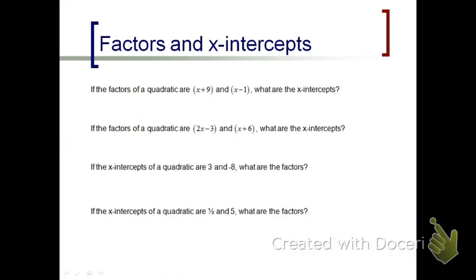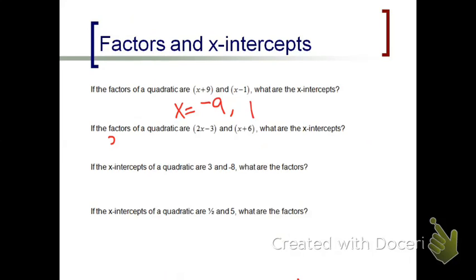Okay, at the bottom, these are just some quick ones. I just want to rapidly look at going from factors to x-intercepts. So if my factors are x minus 9 and x minus 1, what are the x-intercepts? I'm sorry, factors are x plus 9, so the x-intercepts are negative 9 and positive 1. Remember, you just do the opposite.